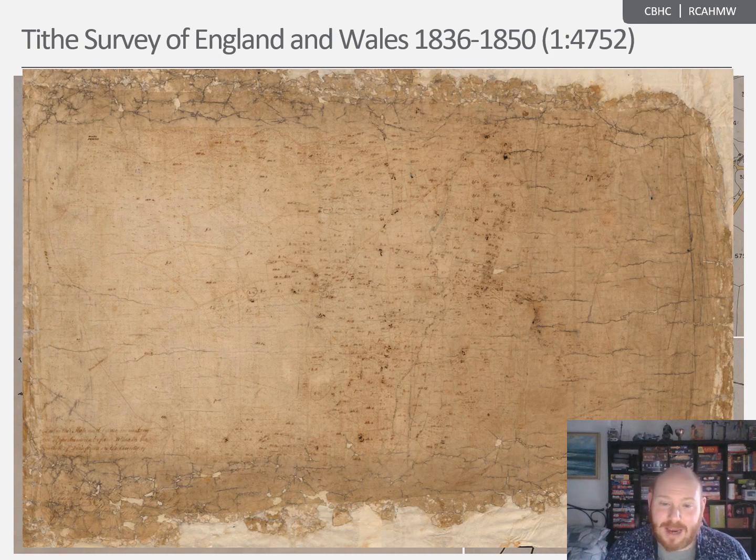The other thing about these maps is that there were many different copies produced and are held by different organisations. So in terms of archives, some of the tithe maps are held by the National Library, some of them are held by the National Archives, some of them are held by local archive services, so it can be a real mix of who's got what.